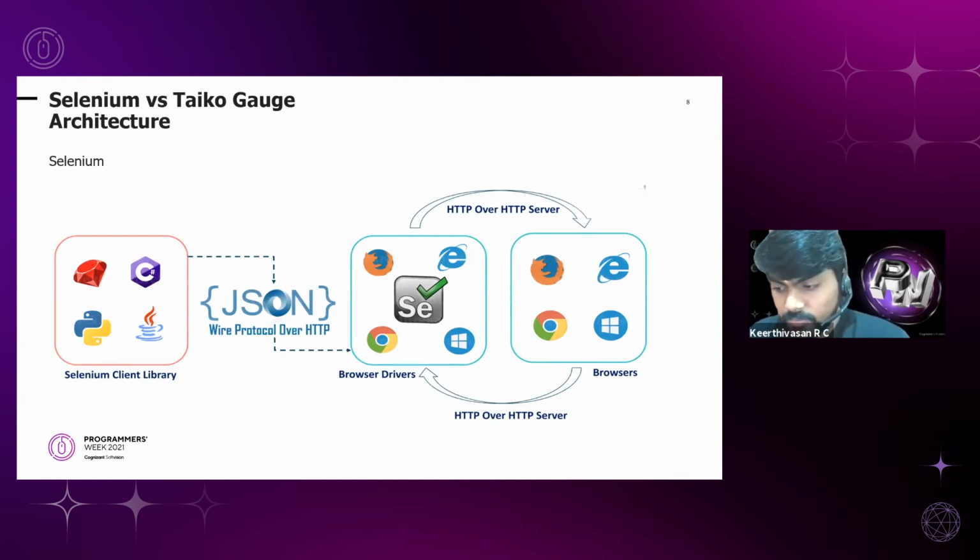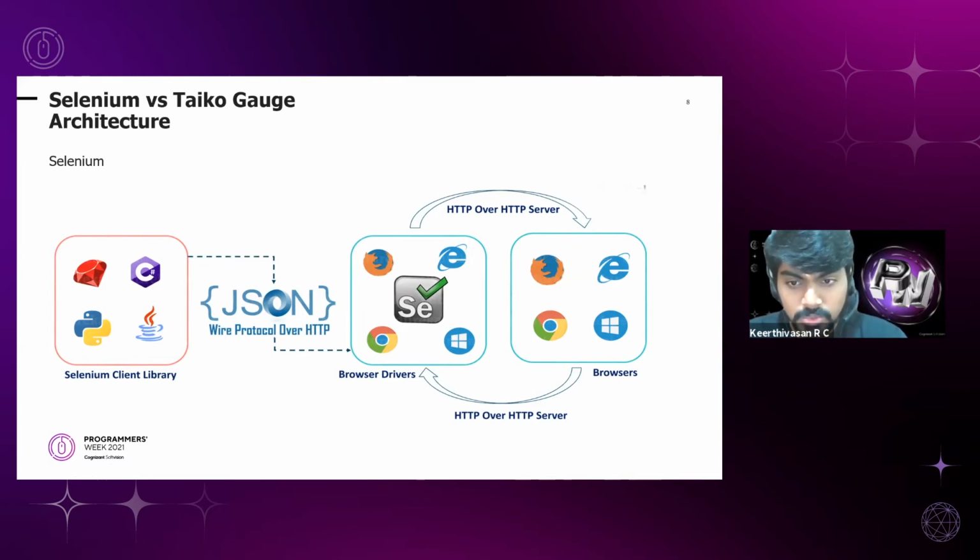Now, before even going to the features, I just wanted to go through the architecture of Selenium as well as Taiko and Gauge. When it comes to Selenium architecture, we all know that it is based on the WebDriver wire protocol or JSON wire protocol. And you have the Selenium client library for different languages like Java, Python, Ruby, and C#. After that, you have the browser drivers, which communicate with the browser as an interface. When these things come into the picture, we can see how the maintenance of the test cases becomes huge.